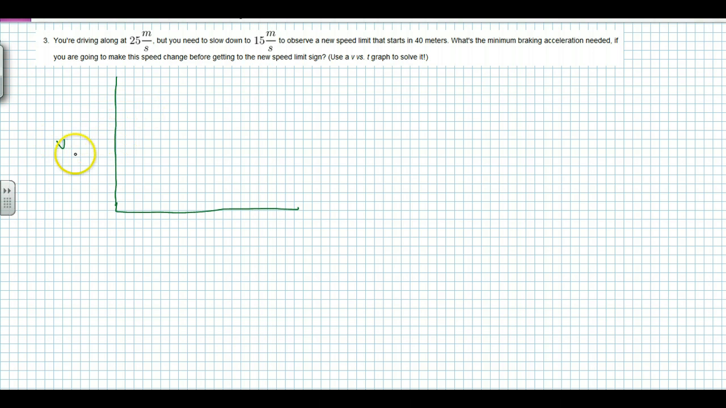So I'm not even going to put numbers on the graph here other than 0 and 0. We're just going to use the graph to come up with some equations. So we start at some VI that's relatively quick, and then we need to slow down to a VF that is slower, and we're going to do that in some amount of time, though we don't know how much. Some amount of time, delta t. Okay, so the constraint here is that delta x can't be any more than 40 meters.